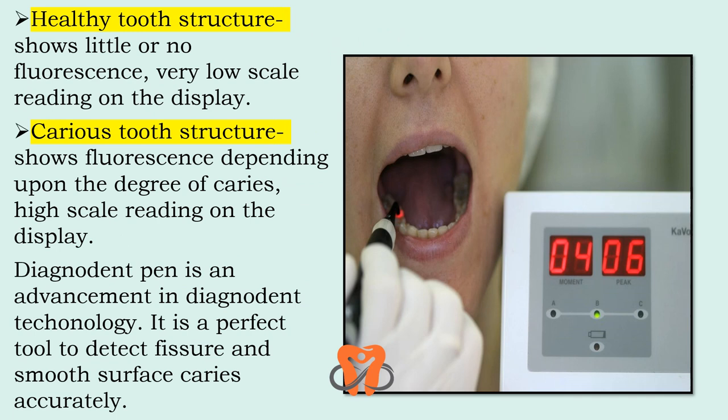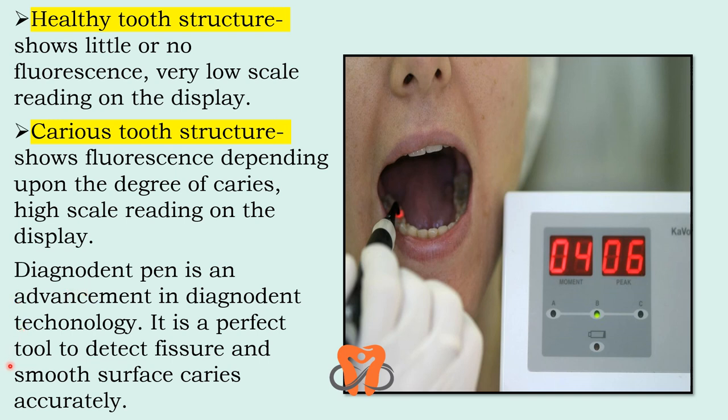In this system, when the instrument is used on the caries tooth structure, you can see there is fluorescence, and the degree of caries detects the amount of fluorescence that occurs, and the reading is shown on the display. There is high reading in case there is caries present. In case there is healthy tooth structure, then it shows little or no fluorescence and the very low scale reading on the display. Now this diagnodent pen is an advancement in the diagnodent technology.